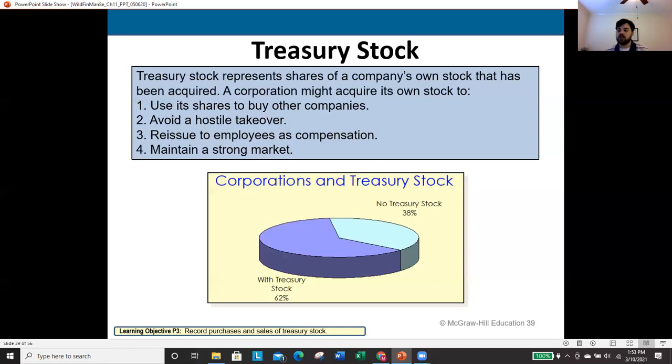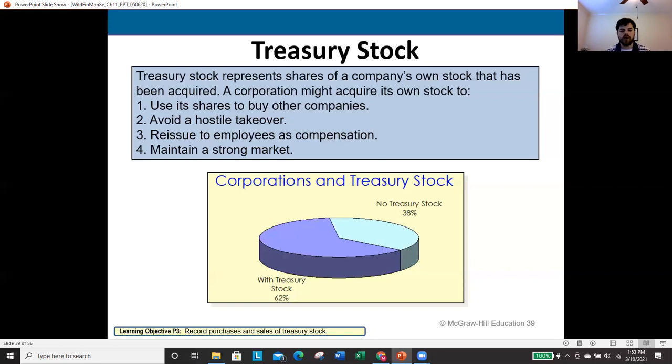Now, we can then use this to reissue to employees as additional compensation. So this is a good thing, of course, assuming that the company is operating healthily and ethically and is going to maintain for the future. And this can also help to maintain a strong market for my individual stock, for my company, which will help my shareholders who already own this to buy and sell this stock quickly. So there are reasons for this.